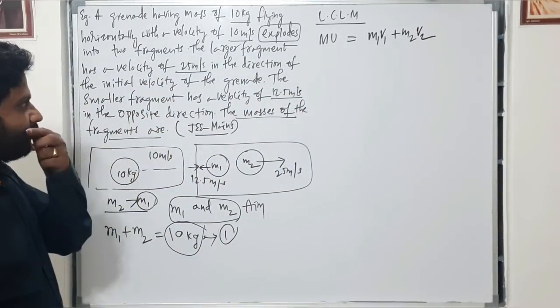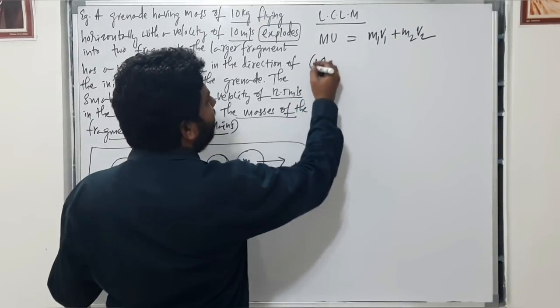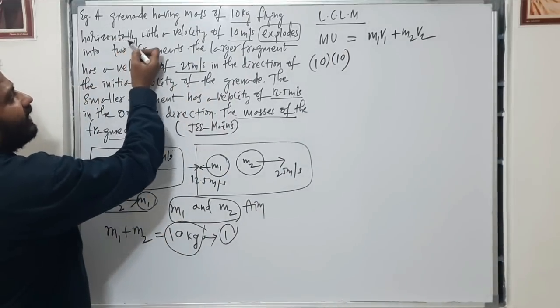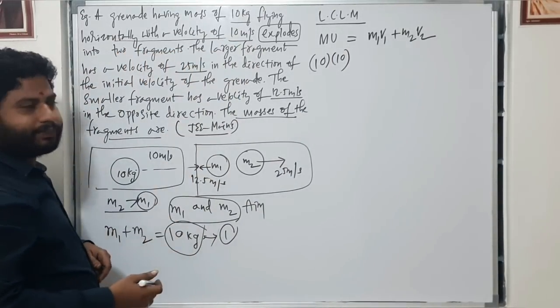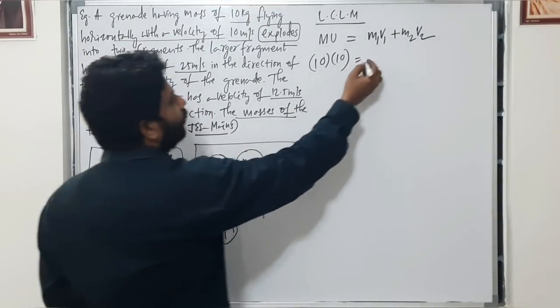Clear? Now, let's substitute. What is M? Capital M is 10 kg into 10 meter per second. See, the initial velocity of the grenade is 10 meter per second, which is equal to M1. M1 is how much? That we don't know.